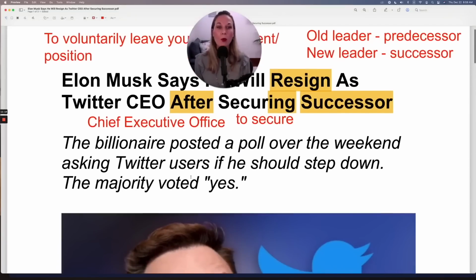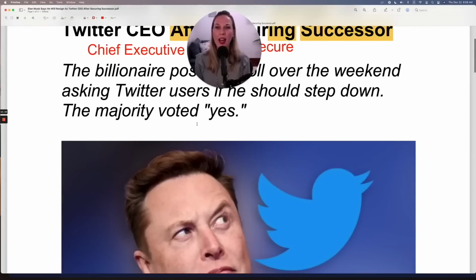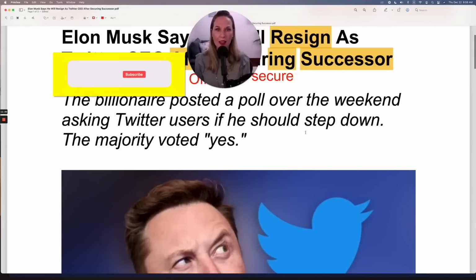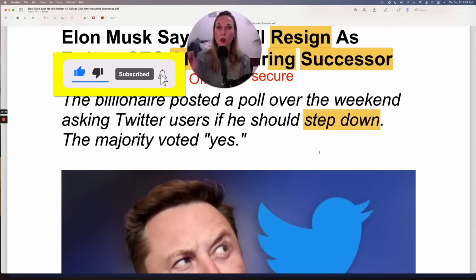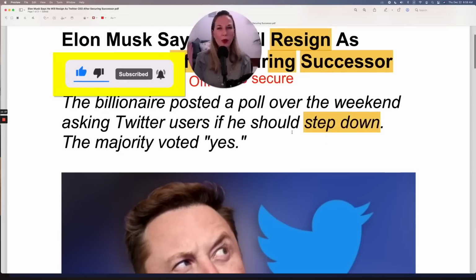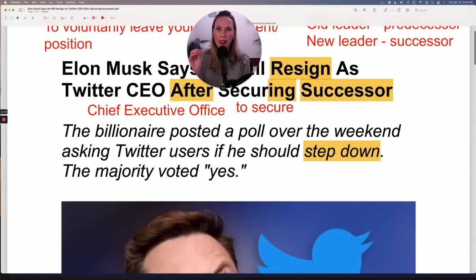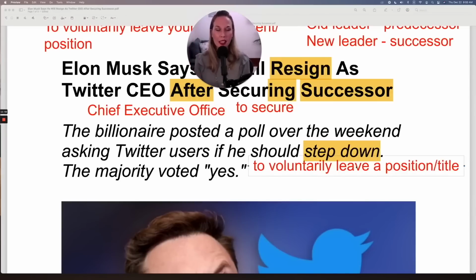The billionaire posted a poll over the weekend asking Twitter users if he should step down. The majority voted yes. All right, let's look at this. This is a nice phrasal verb, to step down. Now, again, based on the context, he's going to resign, leave his position, quit. They all mean the same thing. So step down is the phrasal verb to mean resign from a position. So to voluntarily leave a position.